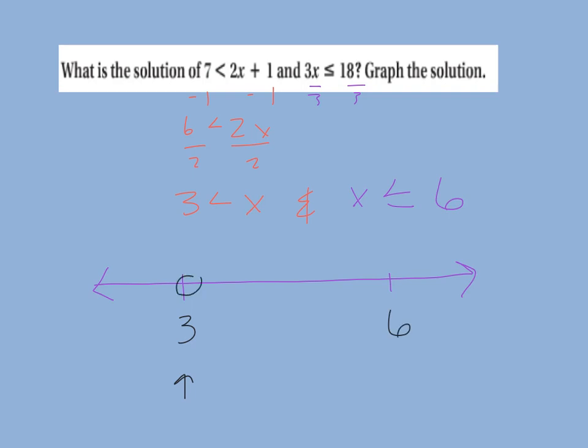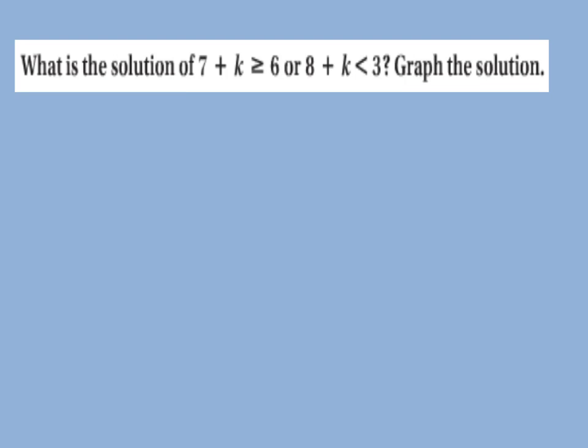So at my 3, it's going to have an open circle because there's no line. My 6 will have a closed circle. And anything that is greater than 3 or less than 6 would be on your number line. So it would look like that. And last but not least, the same type of thing from the last problem. You want to solve each equation separately. So on the left-hand side, I'm going to have k is greater than or equal to negative 1, because I would have to subtract 7, or k is going to be less than negative 5.